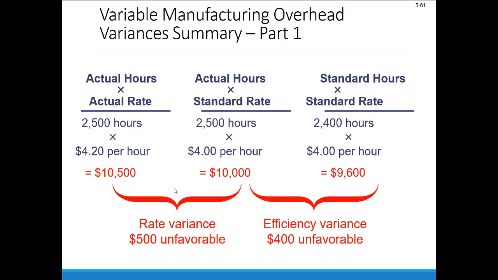And then on the left, 10,500 was our actual spend. The as-if said 10,000, so we've got a $500 unfavorable rate variance because actual was greater than the as-if. And one more time, just look at your inputs, got to double check your direction of favorability. The actual rate for overhead was $4.20 per hour. Standard says it should be $4, so yeah, that's higher. We should have an unfavorable rate variance.